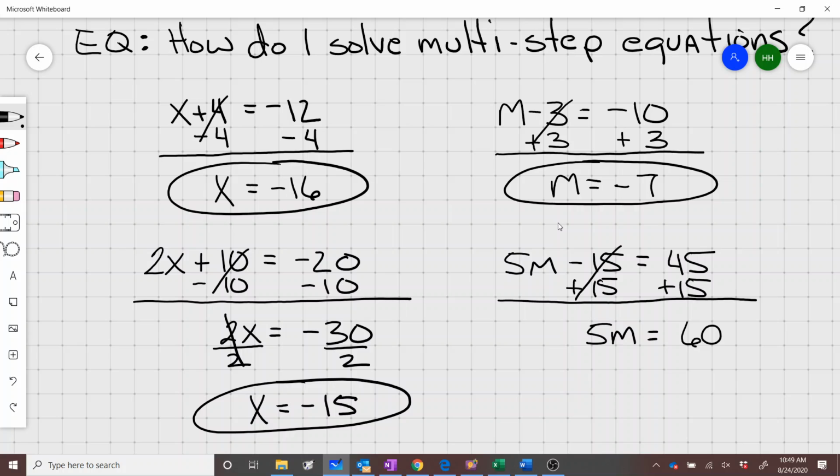What's next? You got 5m equals 60. Yep. You're going to divide both sides by 5. 5's cancel. And m equals 12.